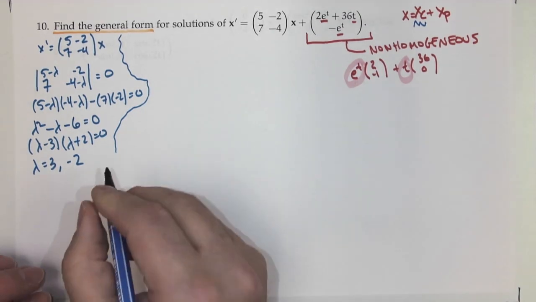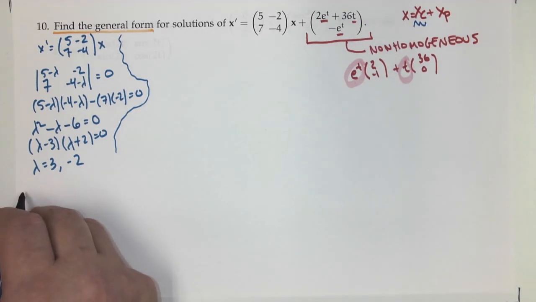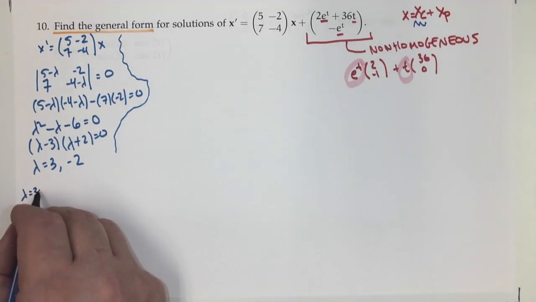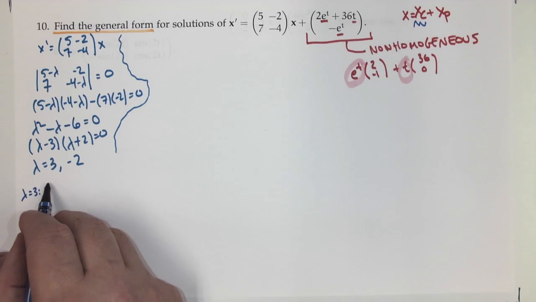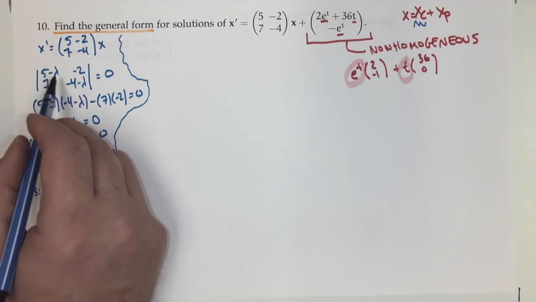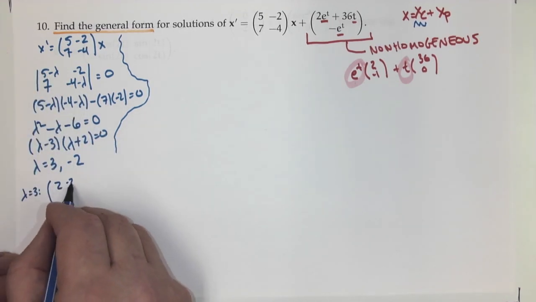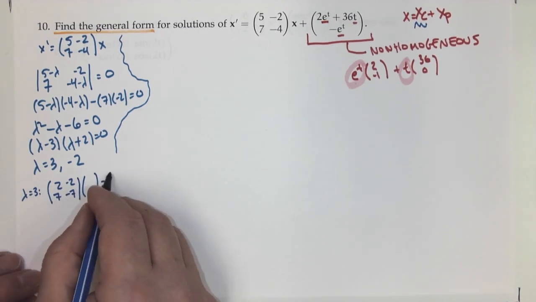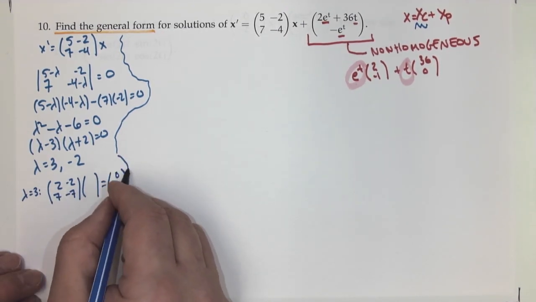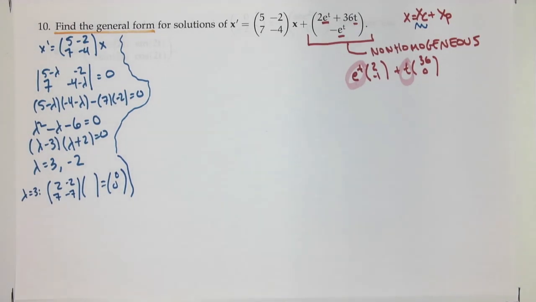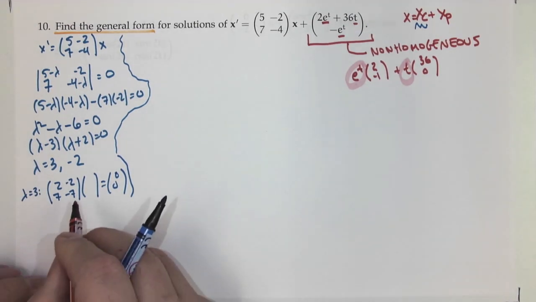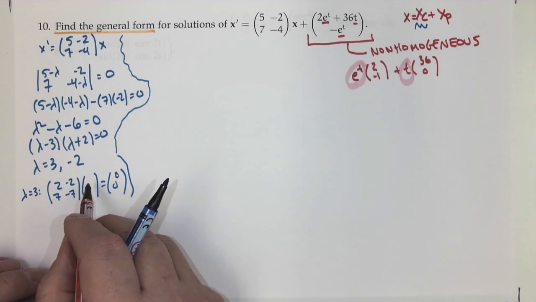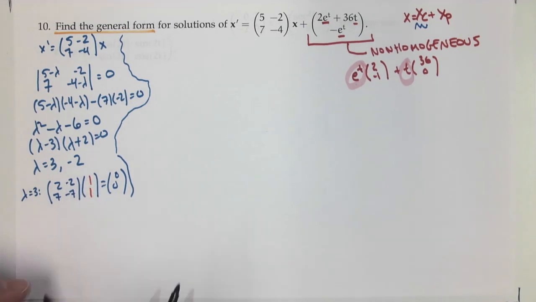Well, the good news is we don't have to push too much further. So for lambda equals 3, we put in lambda equals 3, so we get 2, minus 2, 7, minus 7, times something equals 0, 0. Well, do we see a something that works? 2, 2 is good. 1, 1. I like that even better.